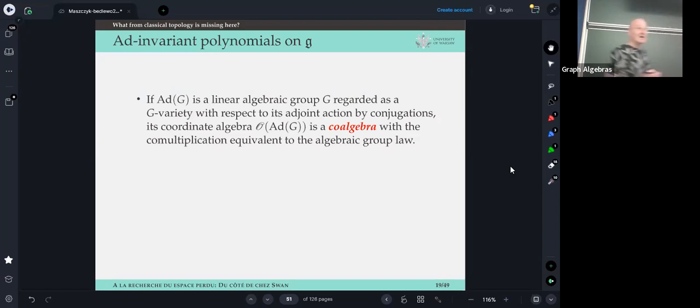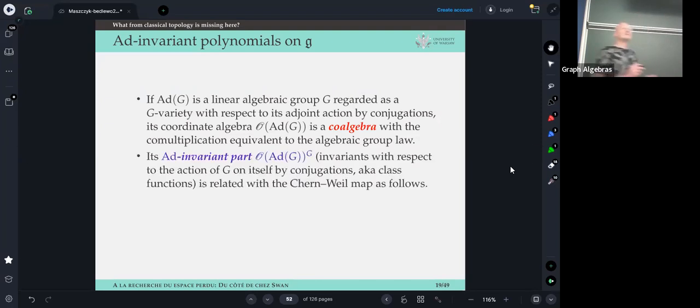Okay. Now, in non-commutative geometry, we take a different path. For instance, let's assume for a while that our group is a linear algebraic group. This is equipped with an adjoint action of this group on itself. And the coordinate algebra of this algebraic G variety, the multiplication or group law of this group, induces the structure of a coalgebra on the coordinate algebra of polynomial functions on this algebraic variety.